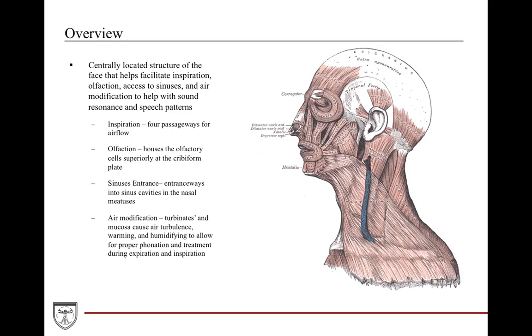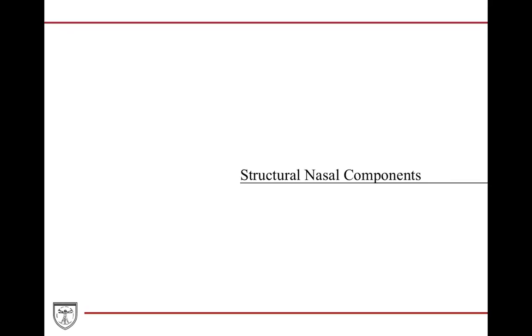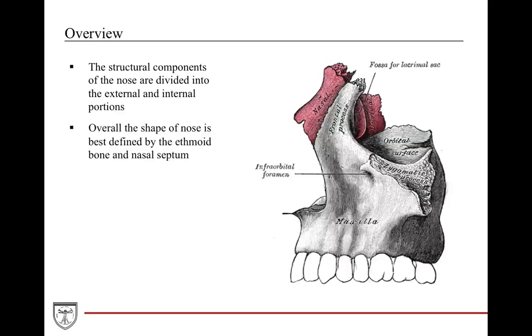of the nose based on the different conchi turbinates that we'll discuss in a little bit. It's also important for olfaction because it holds the olfactory cells superiorly as they project through the cribriform plate. It's again important for sinus entrance because it has numerous entranceways to the associated sinus cavities that we discussed in the osteology chapter. And again, it's important for air modification because the turbinates and the mucosa present in the nasal cavity actually help with warming and humidifying that air to allow for proper phonation and treatment during expiration and inspiration. So we're going to talk about the structural components of the nose.